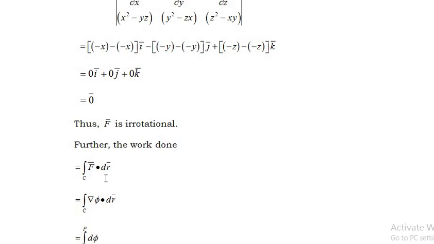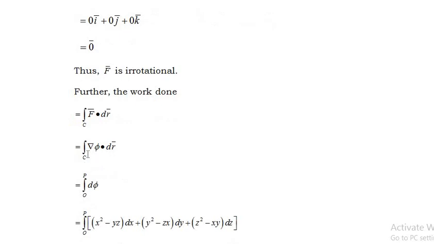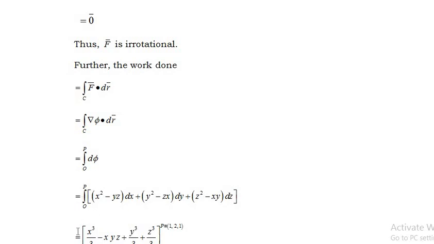Further, the work done is integration over C of F bar dot dr bar, equal to integration over C of grad phi dot dr bar, integration d phi. We have already seen the in between steps. We can write directly, integration d phi from 0 to P. Now we have to find integration of this F bar dot dr bar.